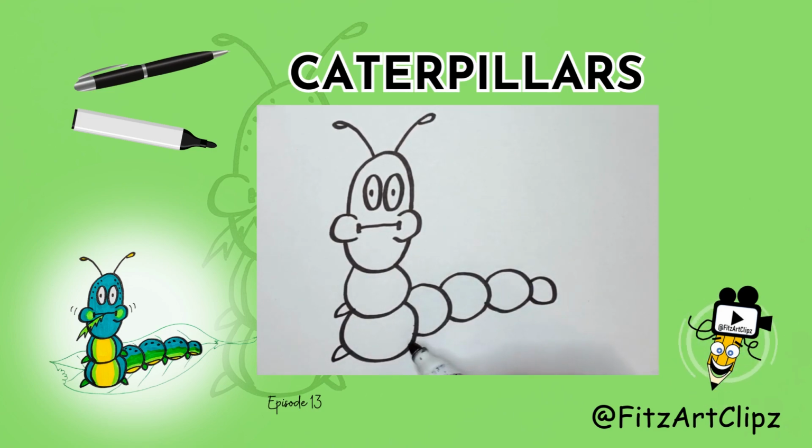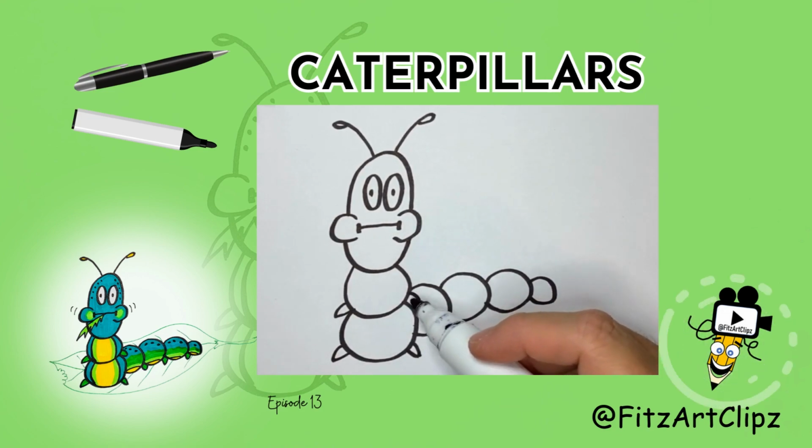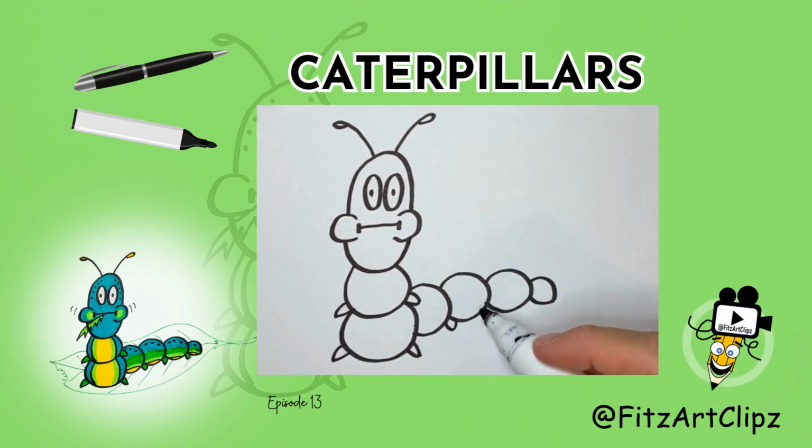Once you have the body drawn, let's add some legs. They're going to look like small triangles, and we're going to put them around each of the different segments.